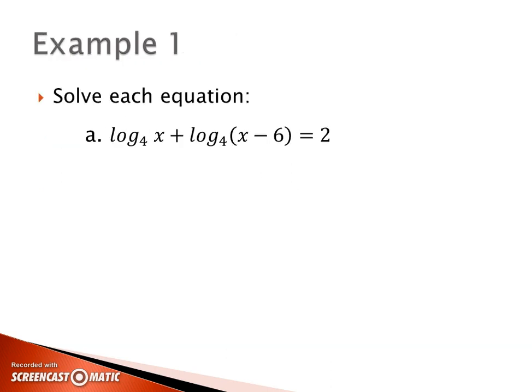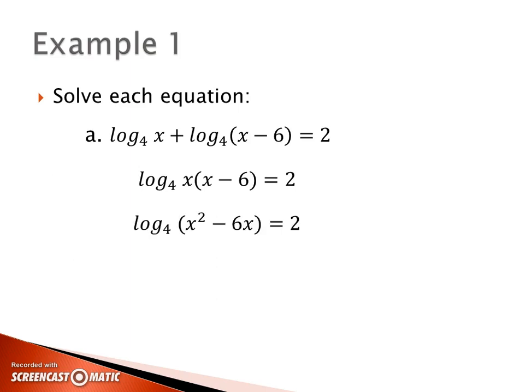Alright, so let's use these. First example here, I see a plus of two logs with the same base. So that means that's the product property. We're going to multiply what's inside of them: x times x minus 6, and we're going to keep that log base 4 in front. Let's go ahead and do x times x minus 6. This is x squared minus 6x.